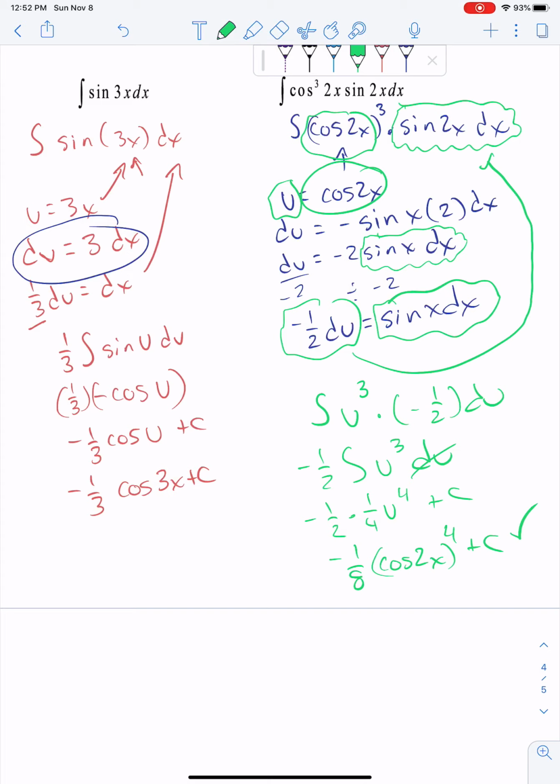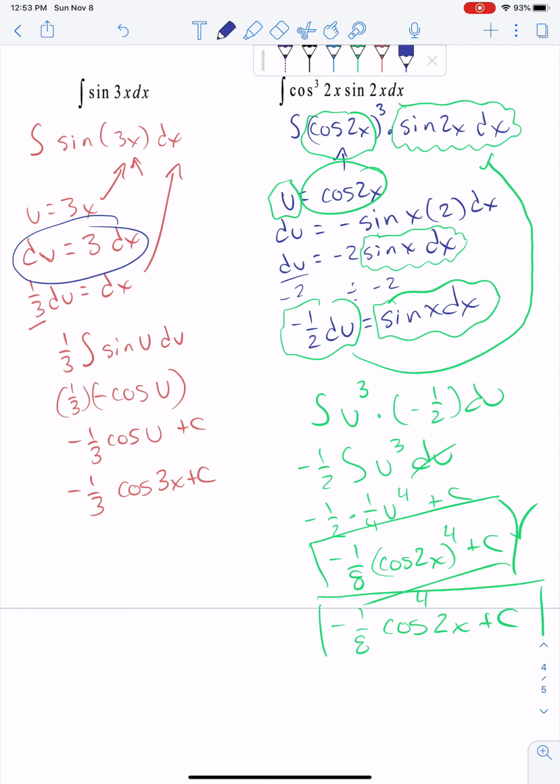Some of you like to move it inside, kind of the way the book will usually write when you square or cube or use the fourth power of a trig function. So negative 1/8 cosine 4 of 2x plus c. If you wanted to write it that way, that would be okay. But either one's the right answer as long as you don't goof up when you're trying to simplify.